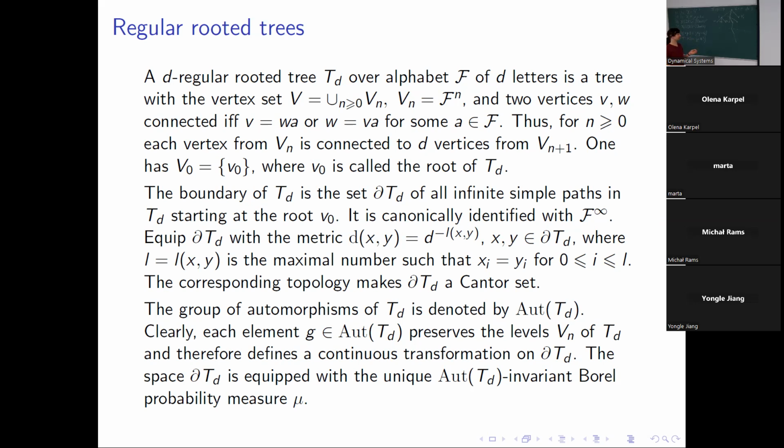We notice that any automorphism automatically preserves the root vertex, because it's the only vertex which has exactly d edges connected to it. All other vertices have d+1 edges connected to them. This also implies that automorphisms preserve levels. They define permutations of vertices on each level, and they define a continuous transformation of the boundary of the tree. It has a unique invariant Borel probability measure, the Bernoulli measure equal to the uniform measure on the alphabet F, raised to infinity.